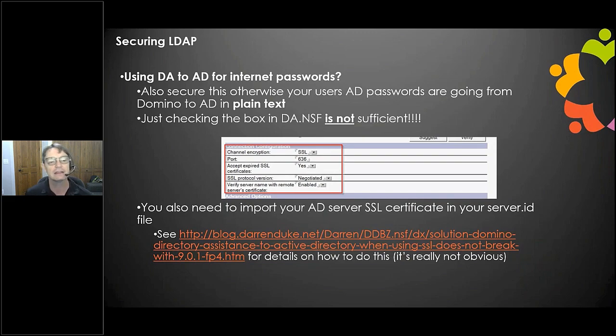You can do the same thing. It's SSL, really. It's TLS. That's an old screenshot. They might have renamed it to TLS now. But 636 is your port of choice. Just checking the checkbox in DA is not sufficient. You also need to import, if you're doing this from AD, which most people are, your AD certificate, your root, into your ID file of the server, which is not an easy process and is documented there. I don't think it's got any easier since the last time I documented it, which was back in 9.0.1.6.4, so a long time ago. But that's what you've got to do.